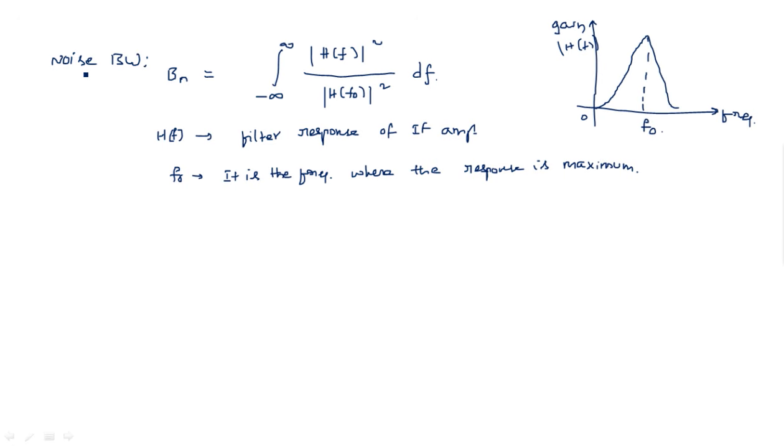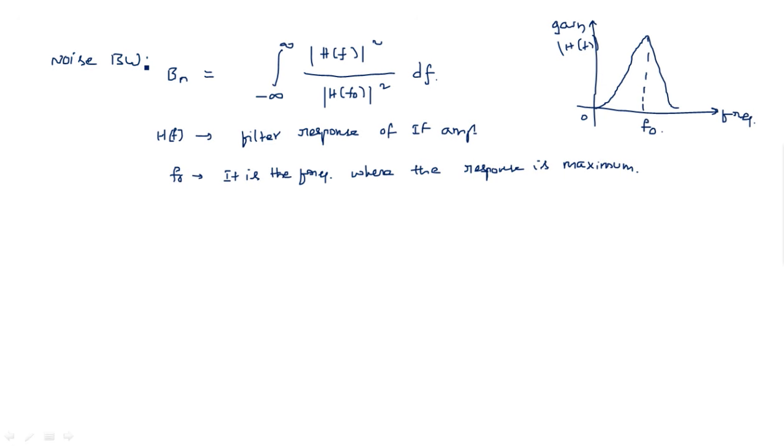Bn can be written as Bn equals the integral from minus infinity to infinity of H of f squared divided by H of f naught squared, into df. If H of f is normalized to unity at mid band, then H of f naught is equal to 1. This is the bandwidth of an equivalent rectangular filter whose noise power output is the same as the filter with characteristics H of f. That means if it is normalized, H of f naught simply becomes 1, meaning it has unity characteristics.